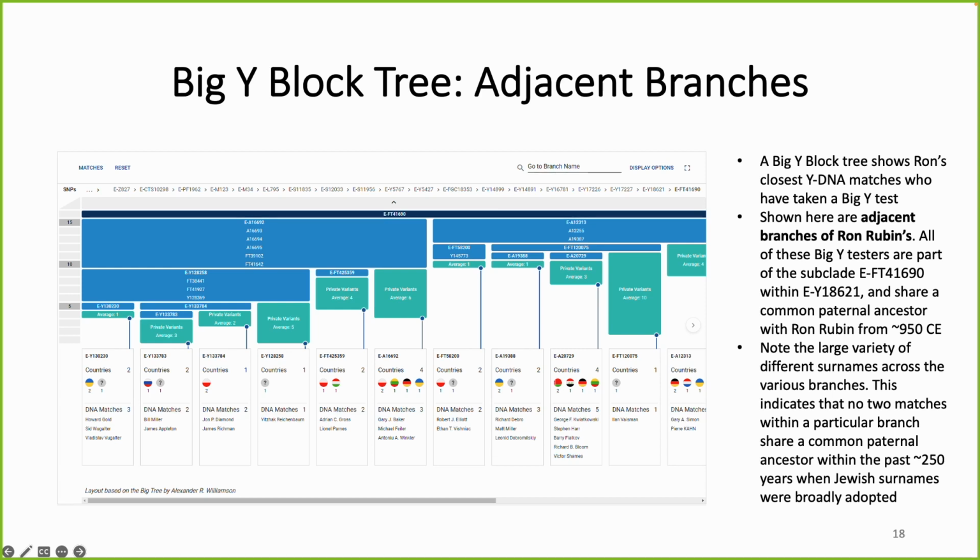What that means is all these people who are part of this group, EA 16692, share a common ancestor before the advent of Jewish surnames. It has to go back at least 250, 300 years before they share a common ancestor.